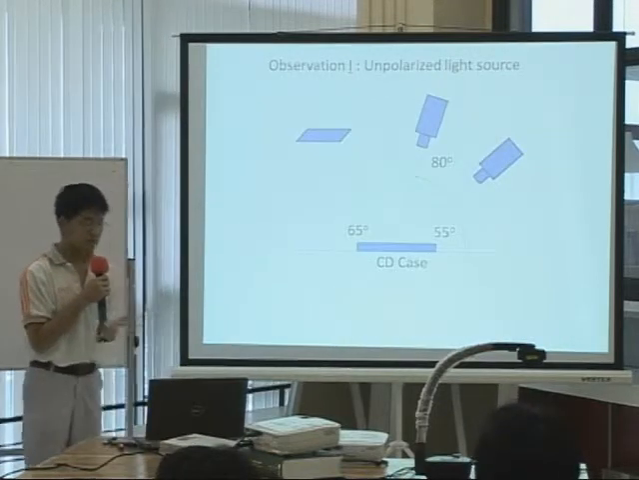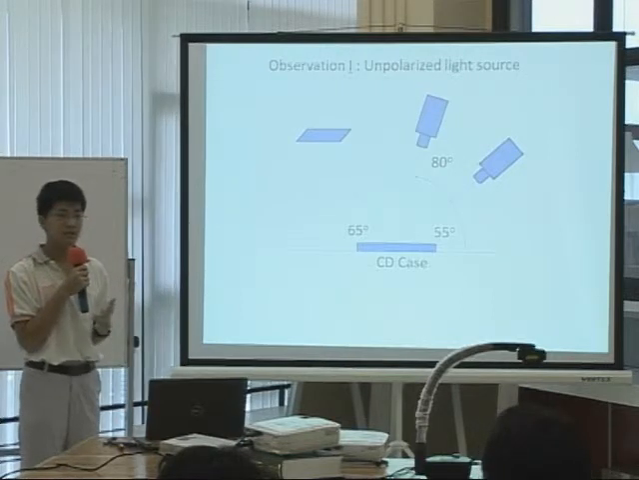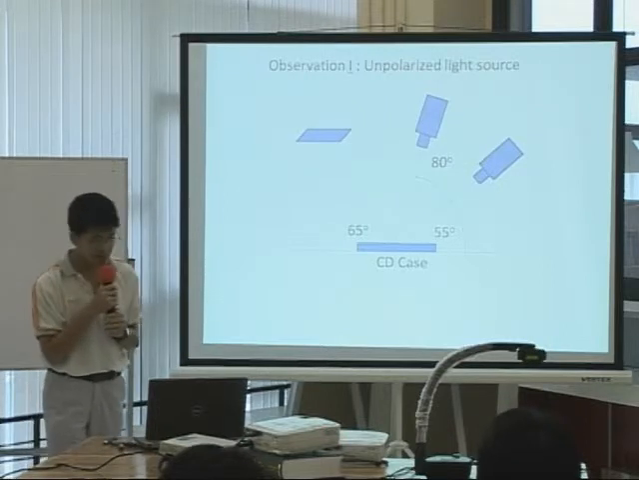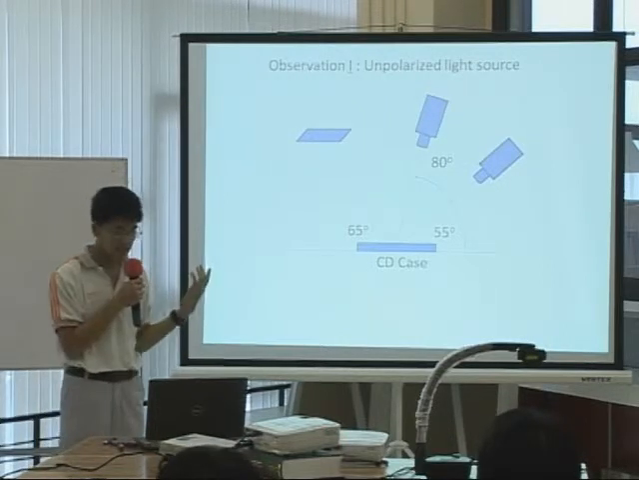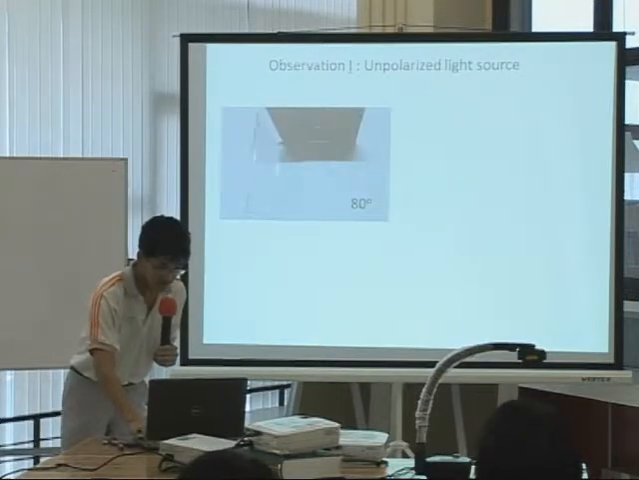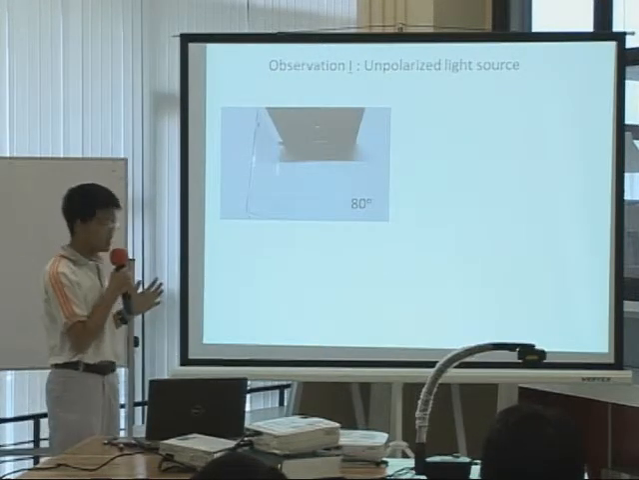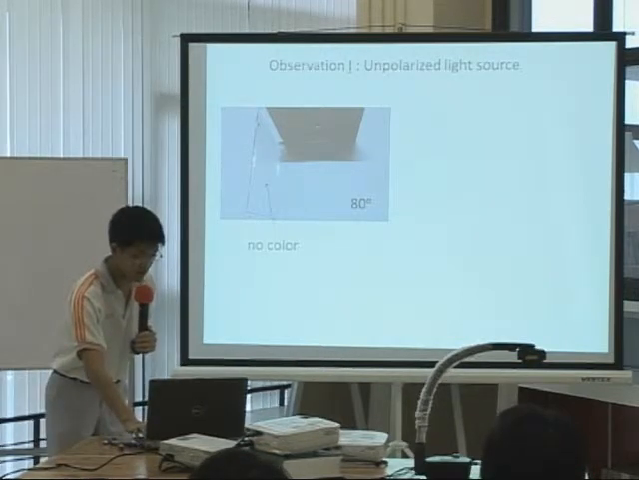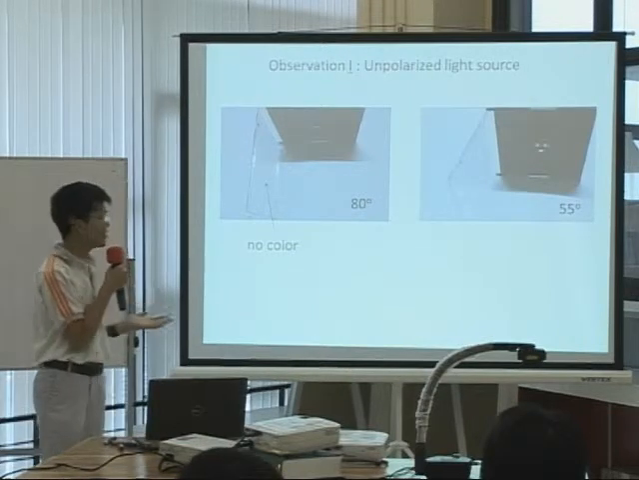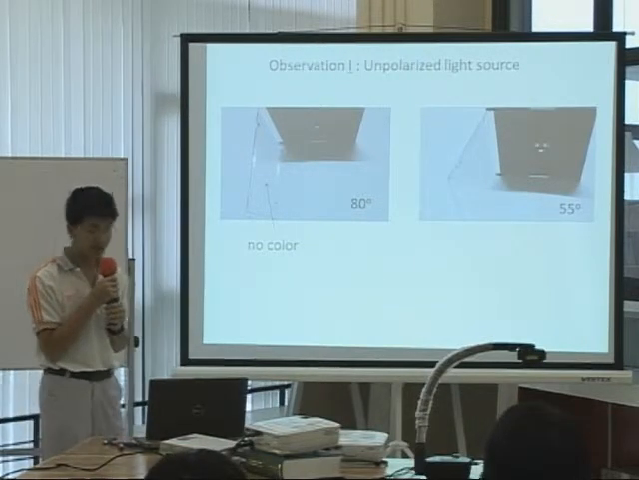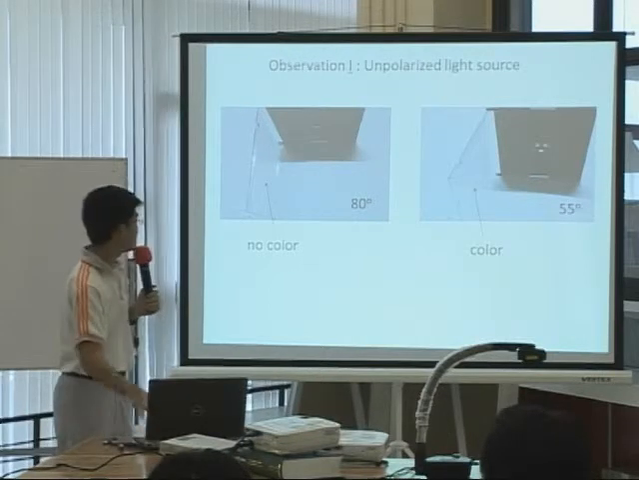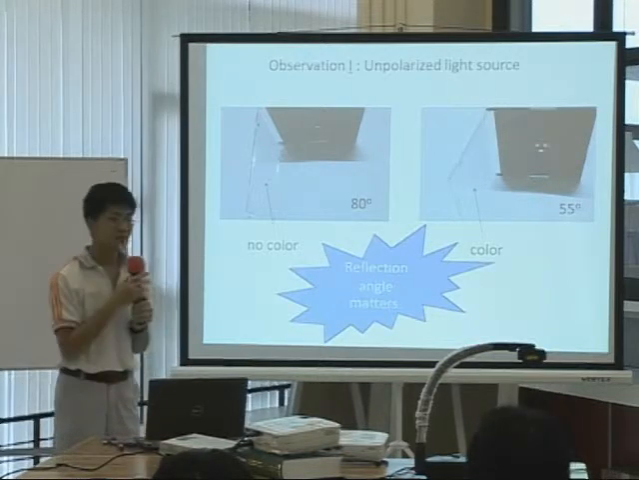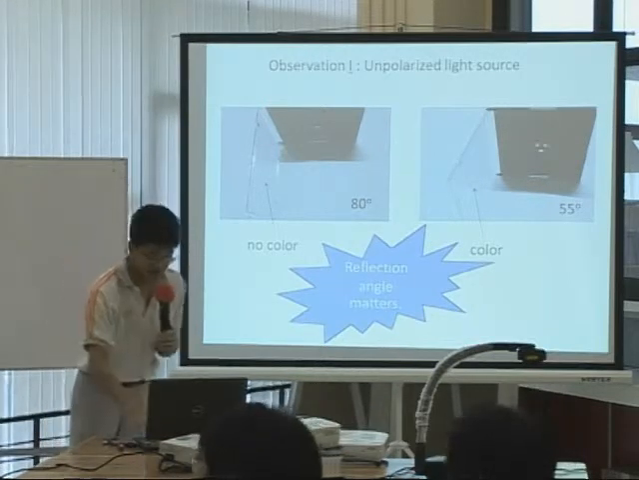Basic observation 1, unpolarized light source. We use the lamp and the light will be reflected to the camera from these angles. From the first view, the 80-degree angle, we cannot see any colors. Then with the 55 degrees, we can start seeing colors, but it is very hard to see. So the reflection angle matters.